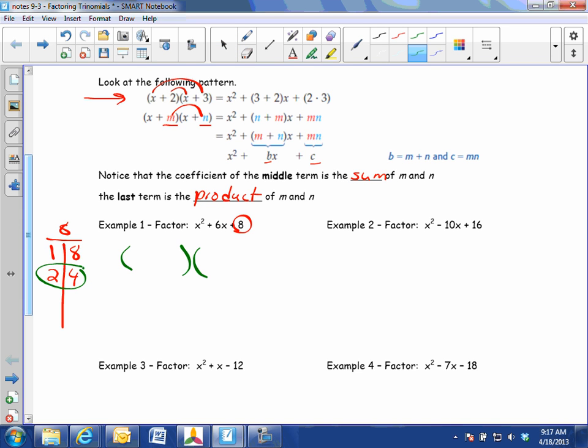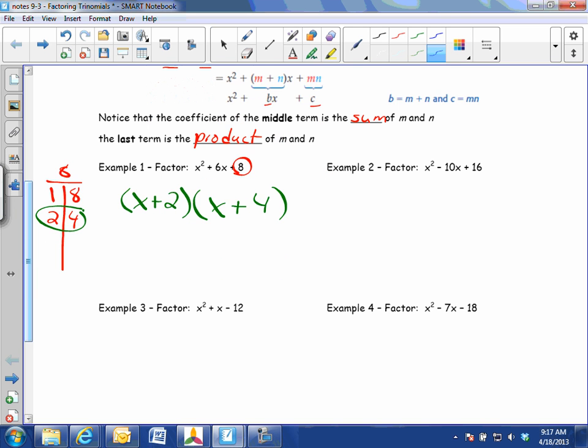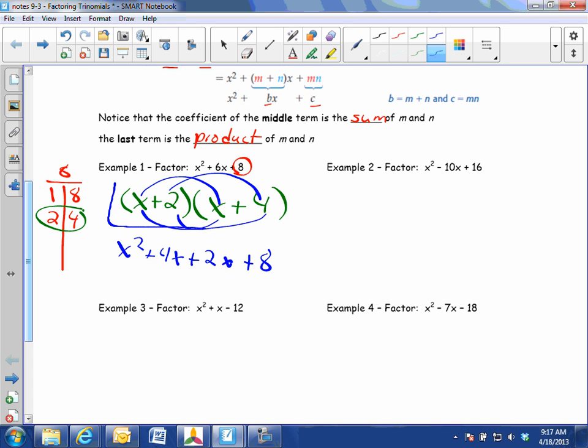So all we have to do is fill out a pattern, which says x and x, and then we're going to say plus m and n. So 2 and 4. Okay, if you are not sure if you've done it right, FOIL it back. So, first times first, x squared, outside, inside, last. So we end up where we started? Yeah. So this is our answer. Alright, does this make sense? It's pretty easy. All you have to do is look at the last term, find its factors, and figure out what pair is going to get you the middle term.